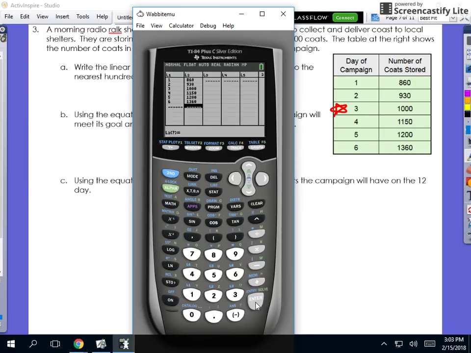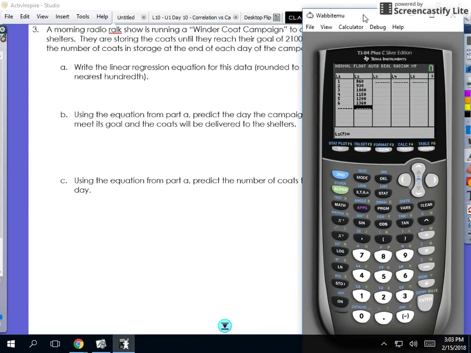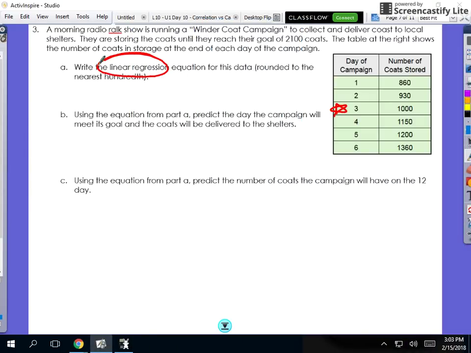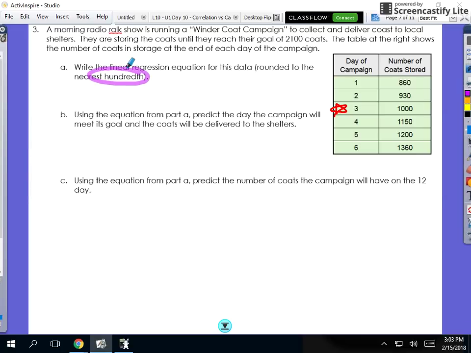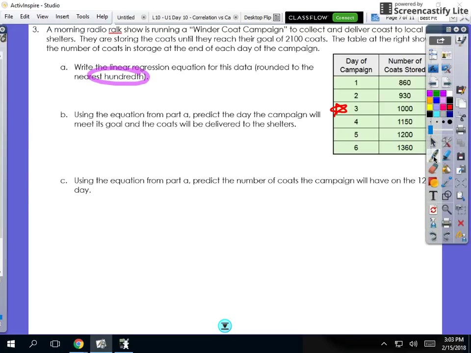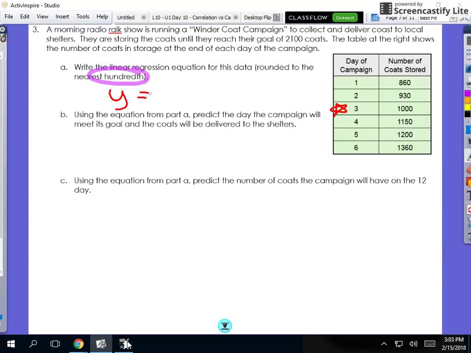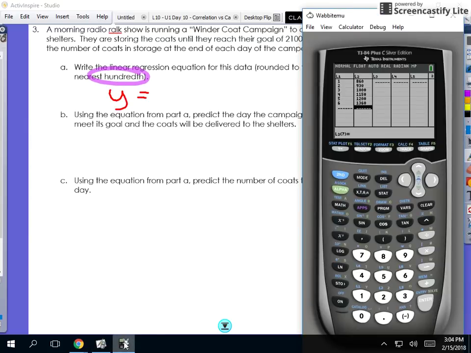So once again, first thing we're going to do is find that line of best fit, the line of regression using that data. And notice what it says here, we're going to round that to the nearest hundredth. So in class, we've been rounding to the nearest tenth. So this time we might want to be careful. We're going to round to the nearest hundredth. So let's come back to our calculator.